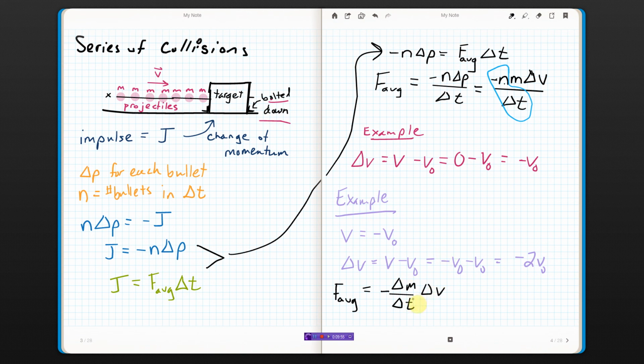Now again, I don't really like this one. I don't use it much, but this is the average force on the target in terms of delta m over delta t, which is the rate of change of mass, the rate at which mass collides with the target. Again, not so useful. This is the one you really want up here. How about some yellow right here? The average force that a target would be feeling is equal to negative the rate of fire times the mass of each projectile times the change in velocity of each projectile.